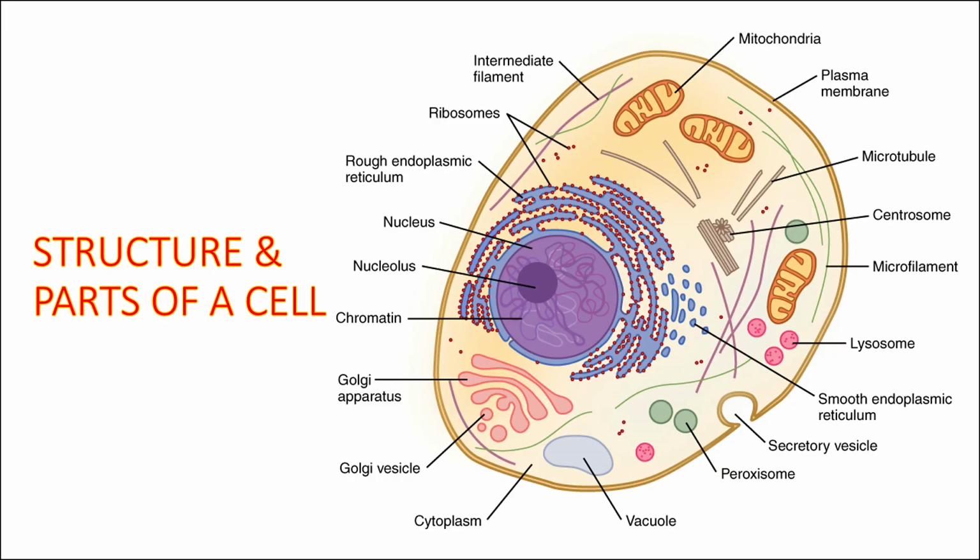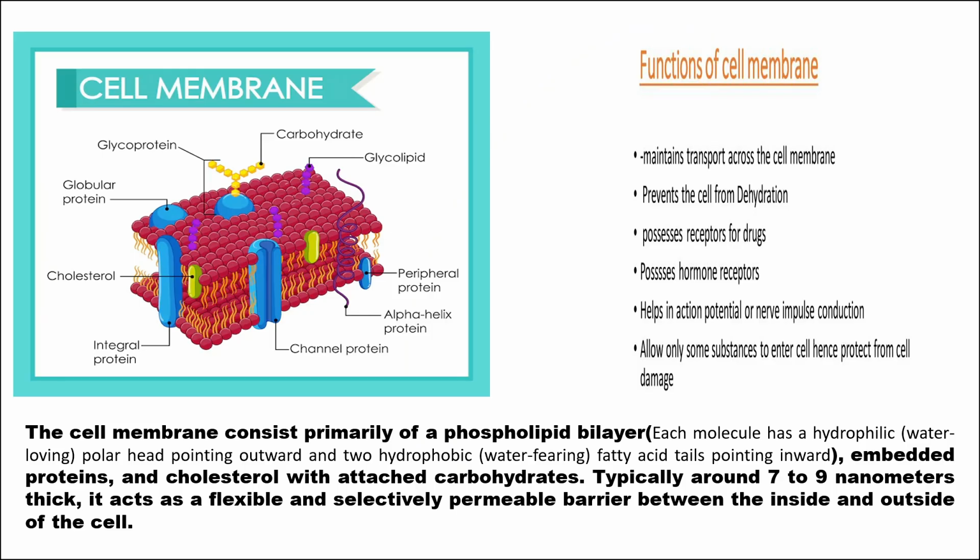Let's start with the nucleus. In the center, you have a nucleus which is bounded by a membrane. You also have rough endoplasmic reticulum, smooth endoplasmic reticulum, ribosomes, intermediate filament, mitochondria, plasma membrane, microtubules, centrosome, microfilament, lysosomes, secretory vesicles, peroxisomes, vacuole, cytoplasm, Golgi vesicle, Golgi apparatus, and chromatin. These are the parts of a cell. Let's see one by one their structure and function.